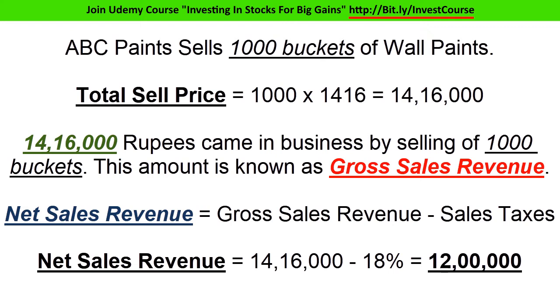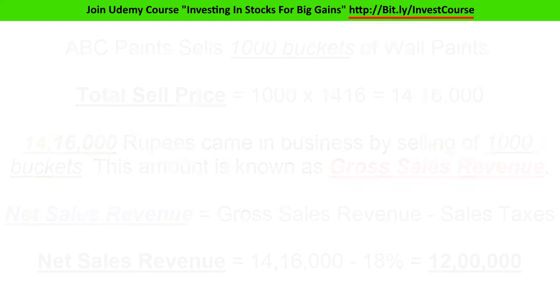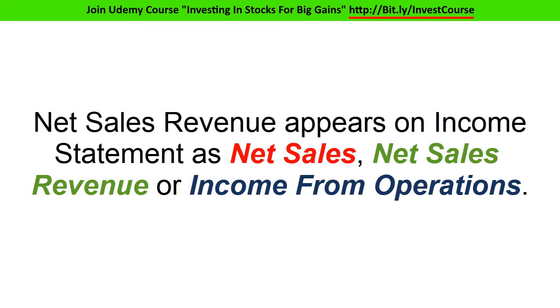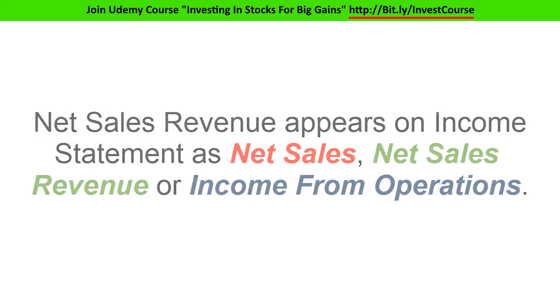Now though the business received 14,16,000 as inflow of money, 18% of it is GST or sales tax. So the business has to give this money to the government. So 14,16,000 minus 18% GST equals 12 lakh rupees. This is usually the number that appears on the income statement of a business as net sales revenue or income from operations.